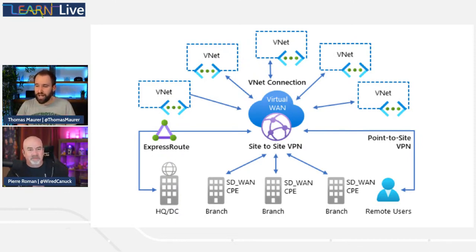We can also leverage it now, for example, to connect from one branch office to the other branch office using that virtual WAN connection. Obviously, we can also secure that and make sure that some connections are not possible. We can set this all up in the way we want it.